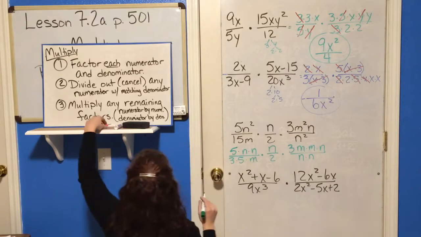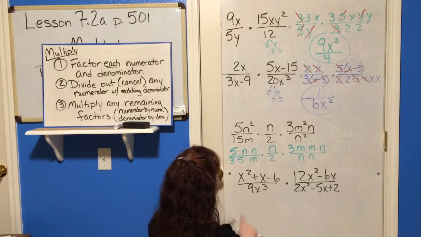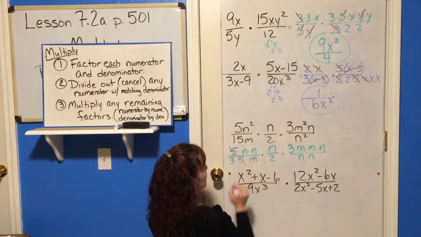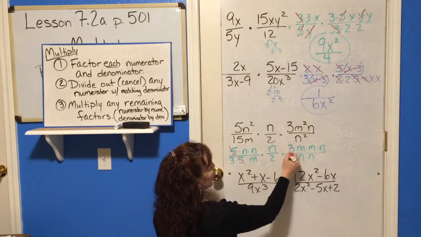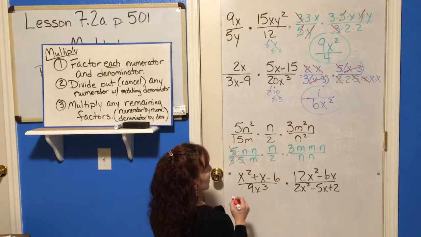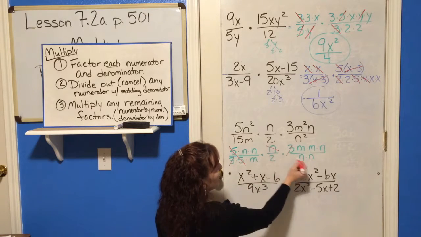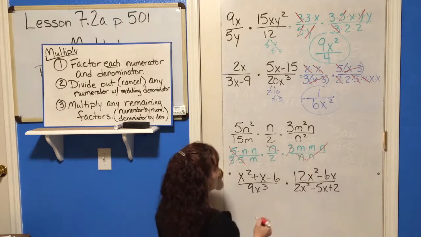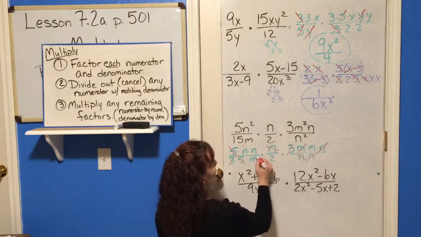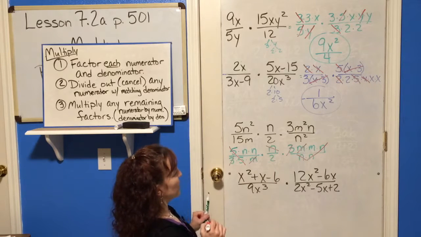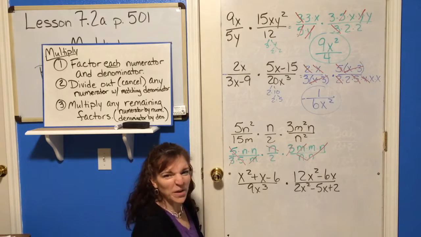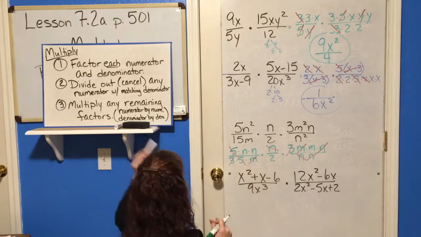Now we can start going in and getting rid of things that are the same. Here's 5s. Oh, and here's 3s. And here's an N and an N. And here's an N and an N. Oh, and an M and an M. And did I get them all? I think I did.